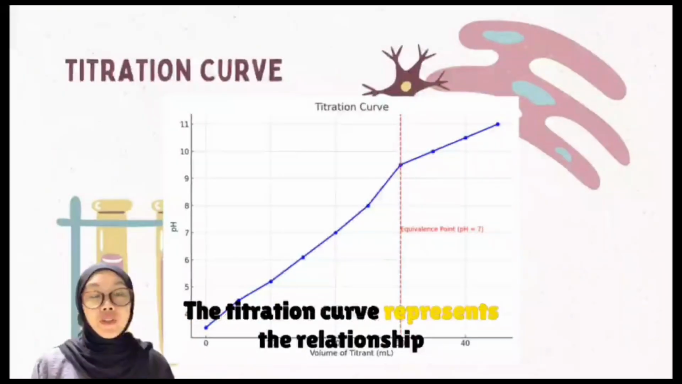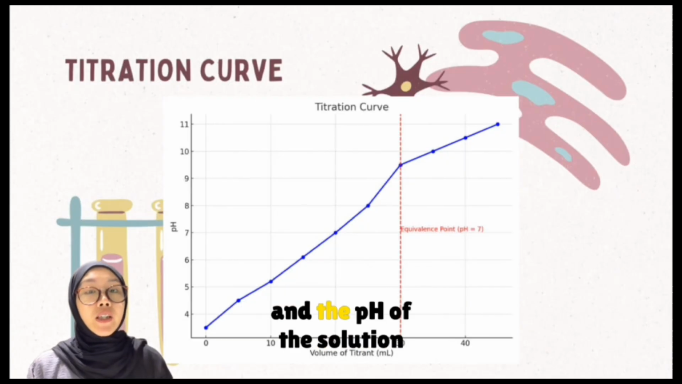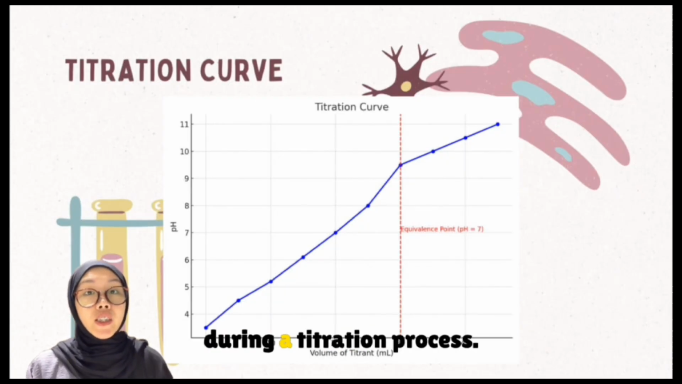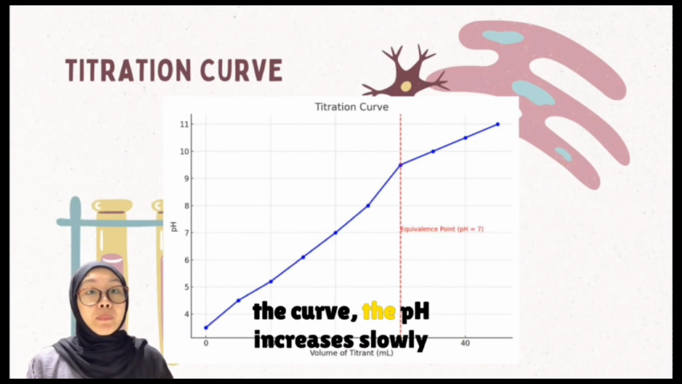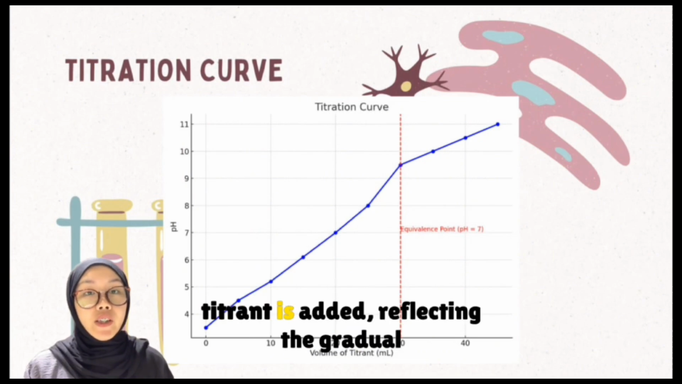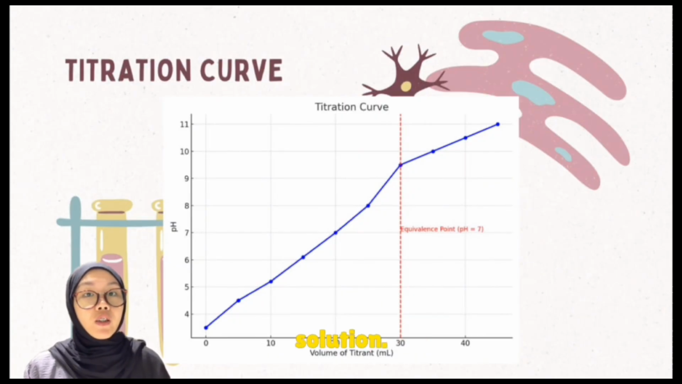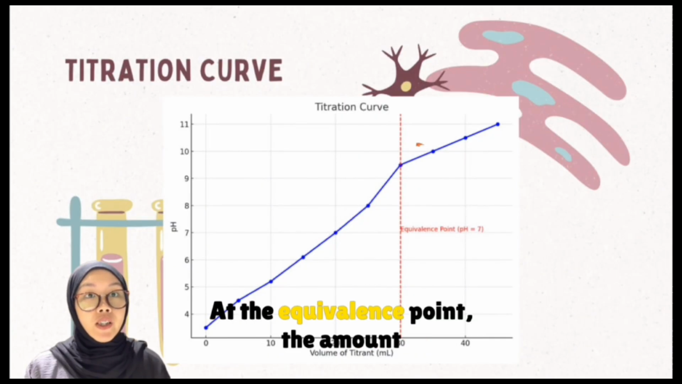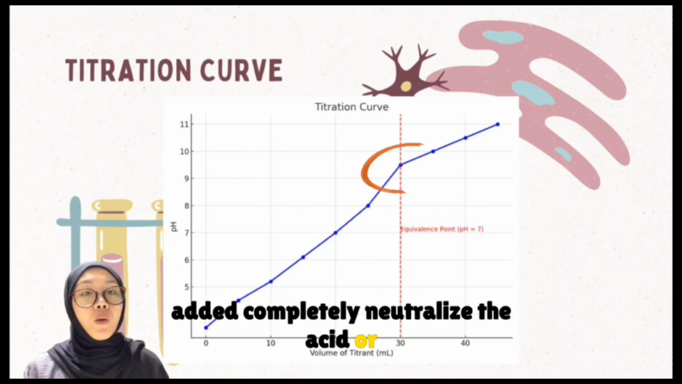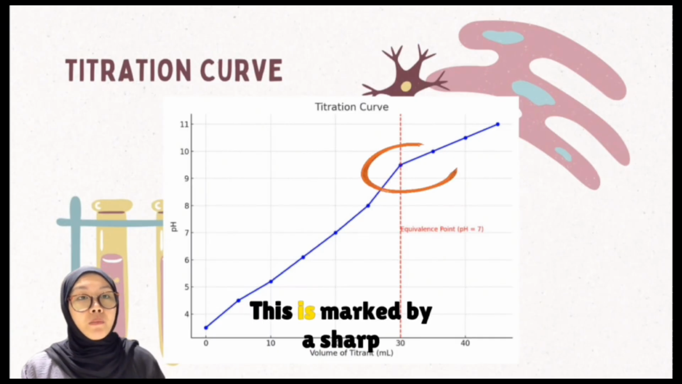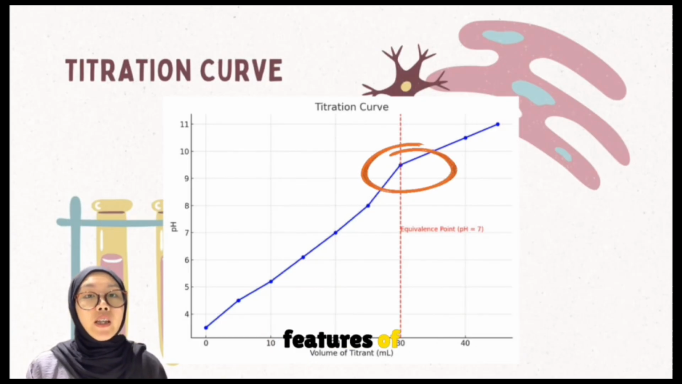The titration curve represents the relationship between the volume of titrant added on the x-axis and the pH of the solution on the y-axis during a titration process. Before the equivalence point, the initial part of the curve, the pH increases slowly as the titrant is added, reflecting the gradual neutralization of the acid or base in the solution. At the equivalence point, the amount of titrant added completely neutralizes the acid or base in the solution. This is marked by a sharp rise in the pH, which is a characteristic feature of the titration curve.